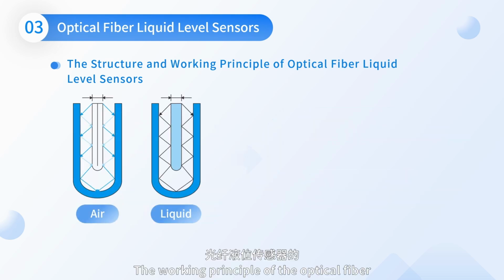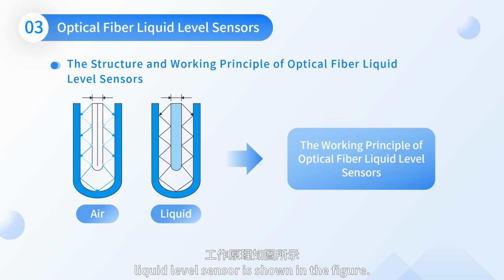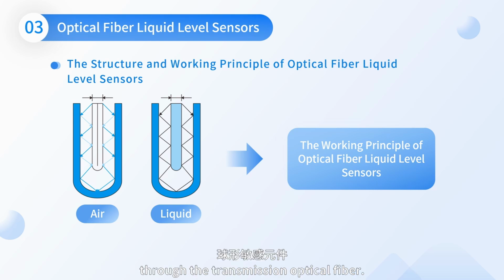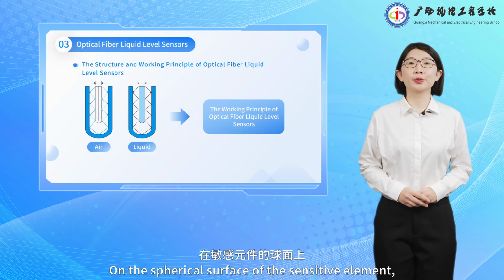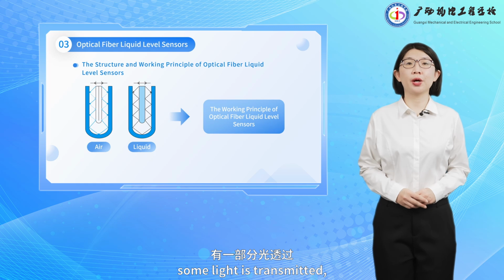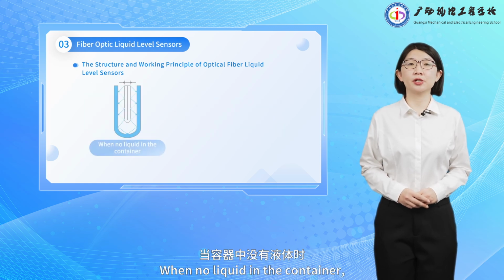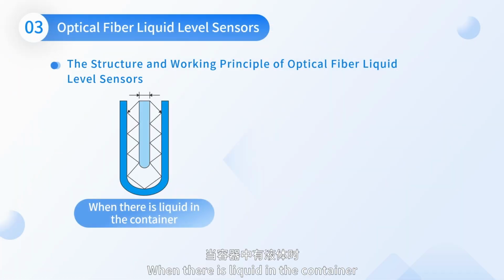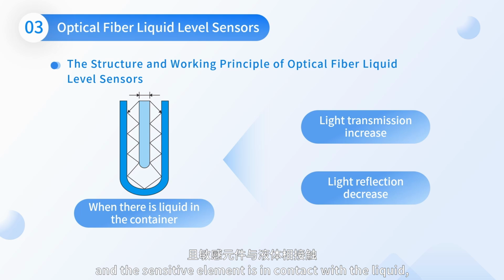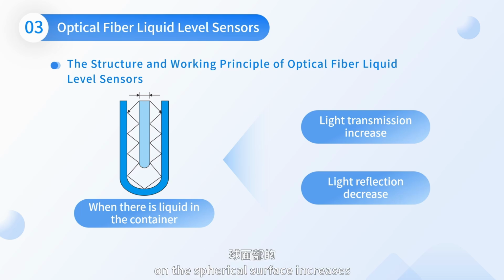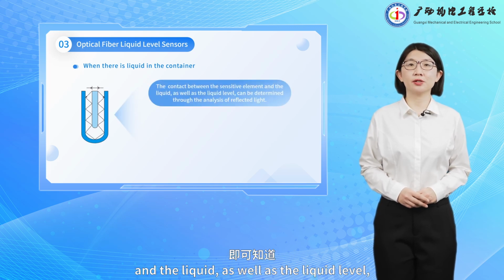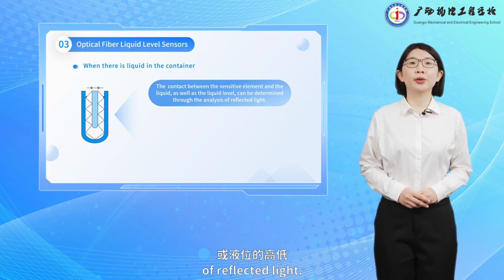The working principle of the optical fiber liquid level sensor is shown in the figure. The light emitted by the light-emitting device is sent to the spherical sensitive element at the other end through the transmission optical fiber. On the spherical surface of the sensitive element, some light is transmitted, while the rest is reflected back. When there is no liquid in the container, the transmitted and the reflected light remain constant. When there is liquid in the container and the sensitive element is in contact with the liquid, the light transmission amount on the spherical surface increases and the reflection amount decreases compared with the air contact. Therefore, the contact between the sensitive element and the liquid, as well as the liquid level, can be determined through the analysis of reflected light.